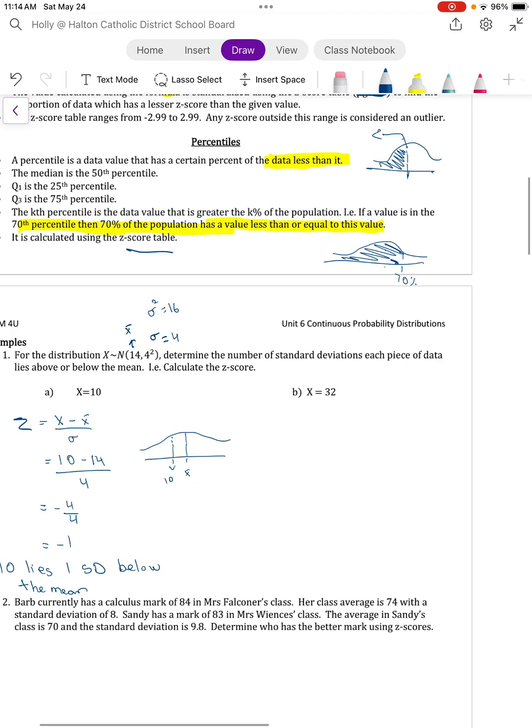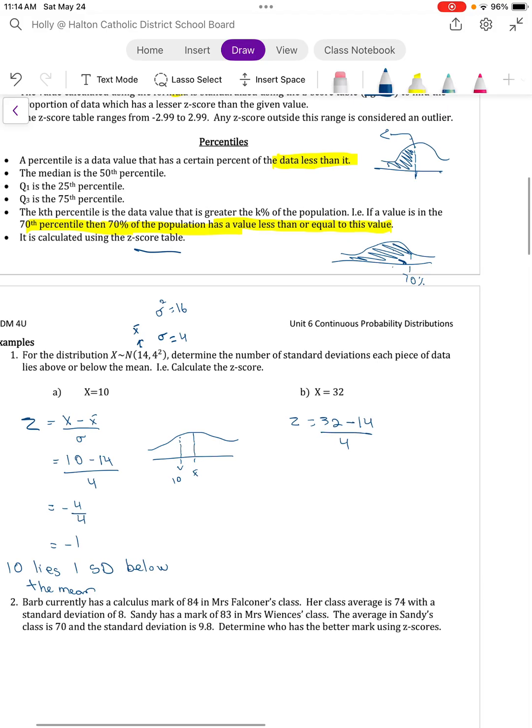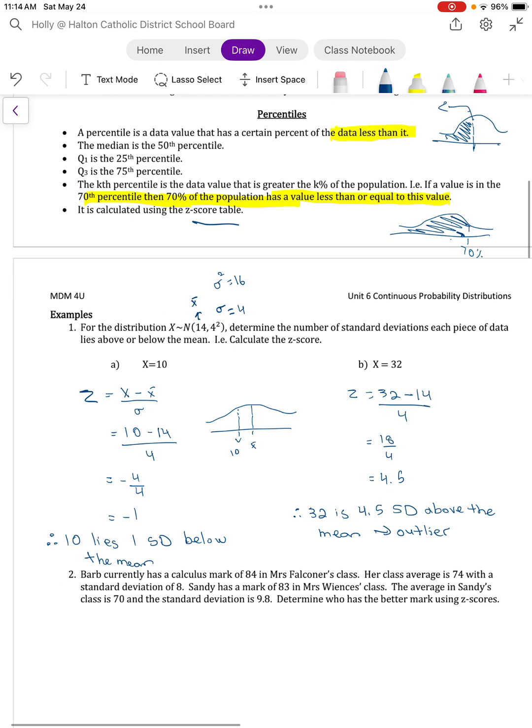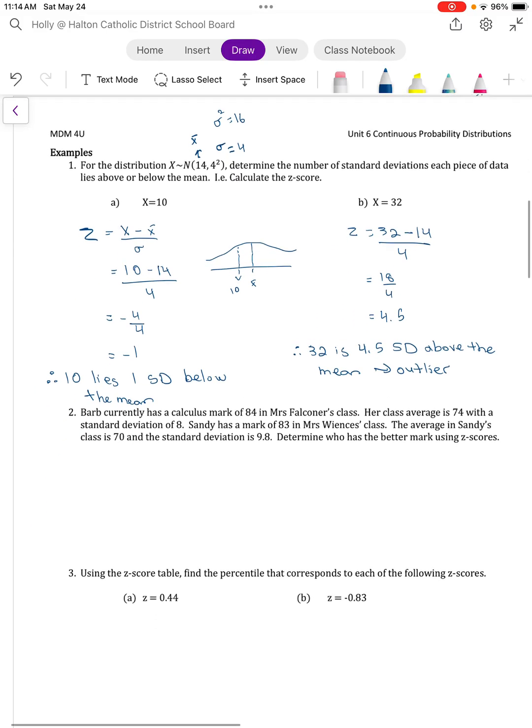Okay, so if I look at 32, same thing. Z equals observation of 32 minus my mean of 14 divided by my standard deviation of 4. You can always pause the video to calculate this yourself. You get 18 over 4, which is equal to 4.5. So that means 32 is 4.5 standard deviations, it's positive, above the mean. 4.5 standard deviations, this would be an outlier. Okay, remember anything above or below 3 standard deviations is your outlier.